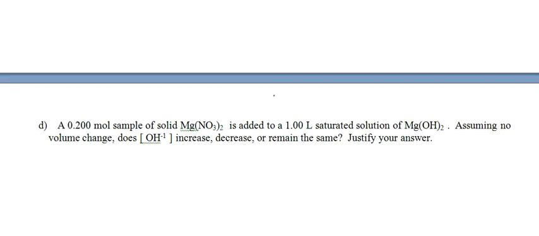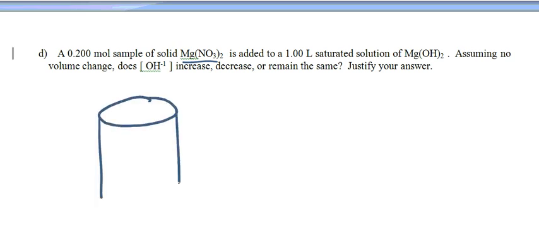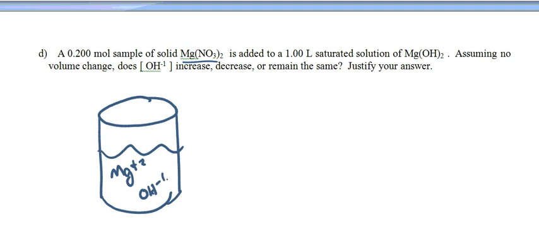All right, part D, it says a 0.2 mole sample of solid magnesium nitrate is added to 1 liter of our saturated solution that we just created. Assuming no volume change, do the hydroxide ions increase, decrease, or remain the same? So again, here's what we have. We have our saturated solution of magnesium hydroxide. So we have magnesium ions in solution, and we have our hydroxide ions in solution. And now we're going to add a solid here, our magnesium nitrate. Going to drop that in there. So we're adding magnesium nitrate.